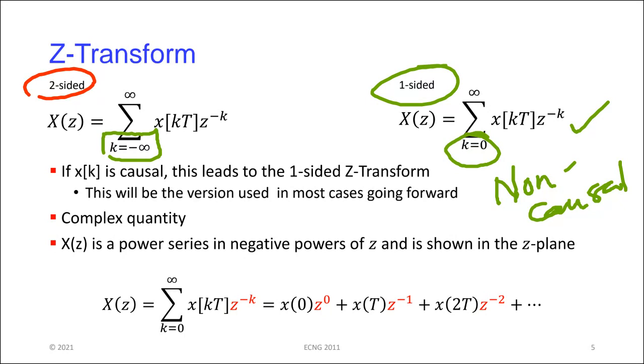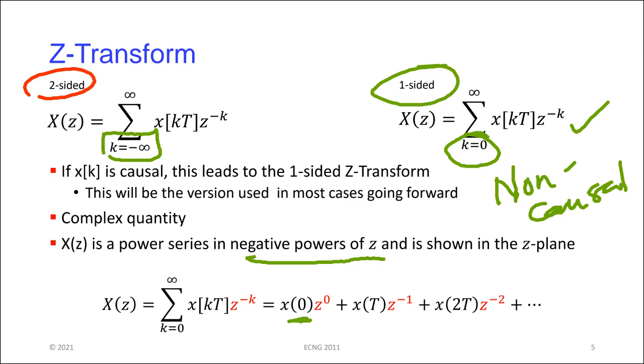The answer is a complex quantity, and it is a power series in negative powers of z, right? So if you expand this, look at the one-sided version. If I just plug in values, look how simple the transform is. K equal to 0 means x0 times z to the 0, which of course is 1. K equal to 1 is x1t times z to the minus 1. K equal to 2 is x2t times z to the minus 2.